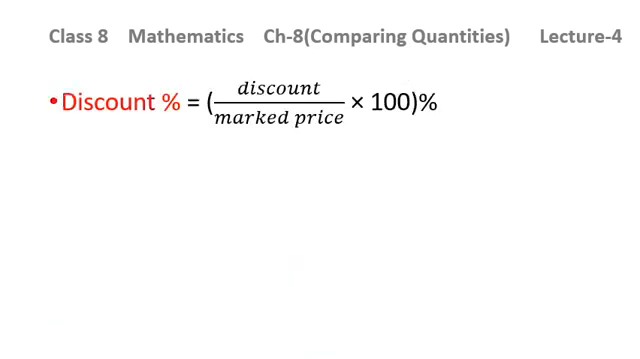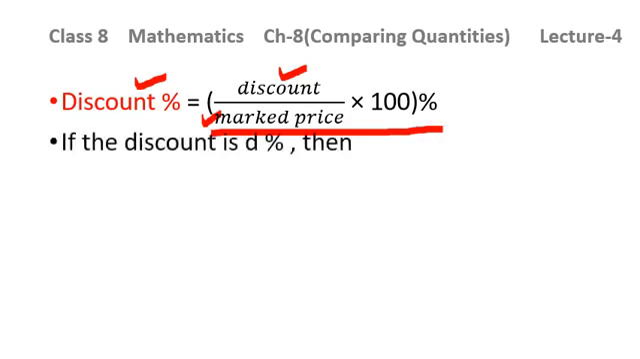And discount percent, as I told you, discount is always calculated on marked price. So discount percent is given by this formula: discount over marked price into 100%. Simple as this. Discount will be given to you in the question, marked price will be given to you in the question. You are supposed to only find out discount percent, and then using this formula you can calculate discount percent as discount over marked price into 100%.